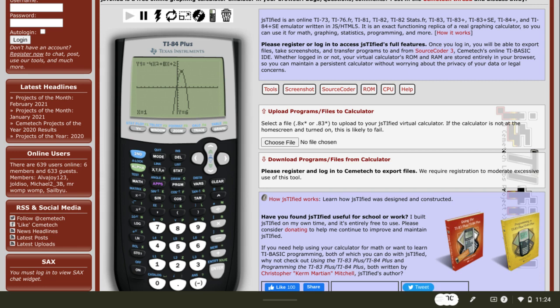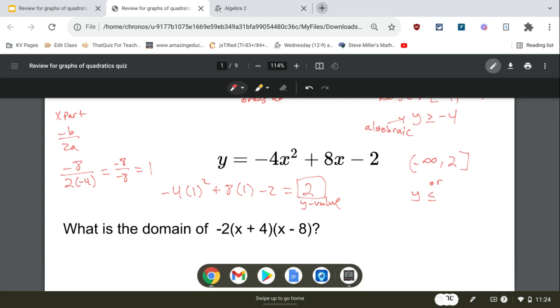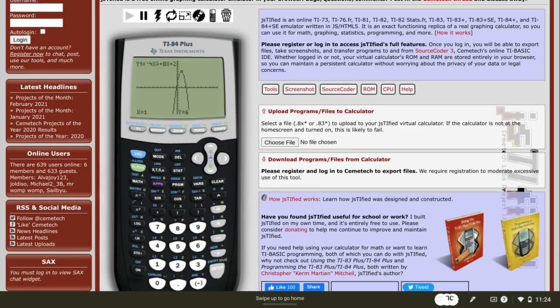Did I do this right? Because I thought I got 1, 2. Oh, it's a -2. Okay, plus 8x. And it's supposed to be a -2 there. I had both my signs wrong. Trace 1 for x. There we go. So the y value is 2. 1, 2 is my vertex.